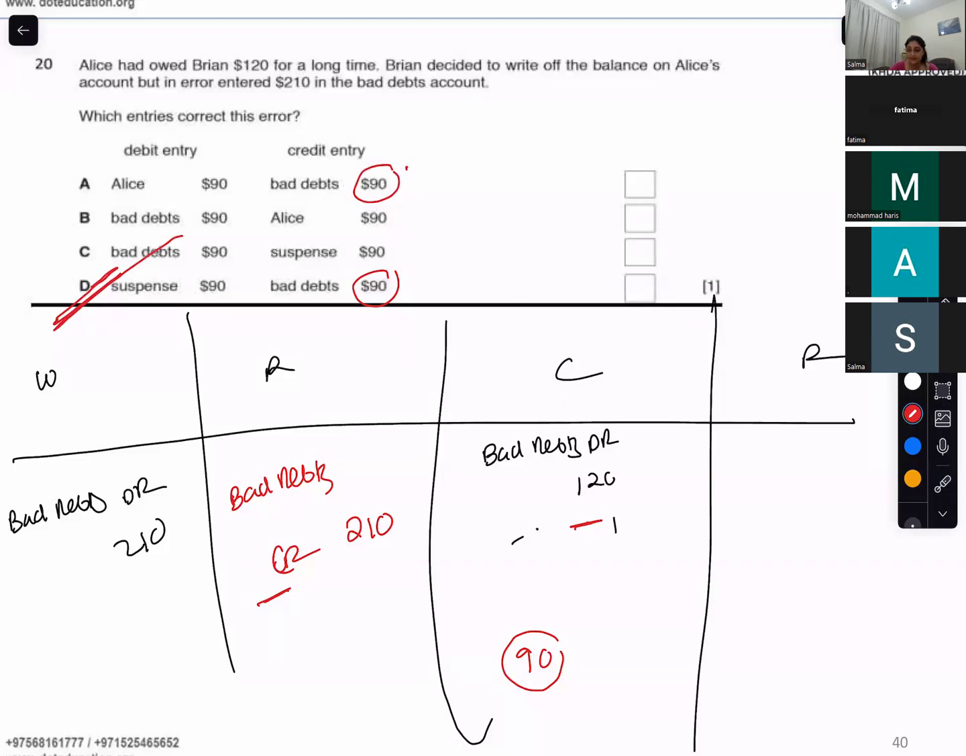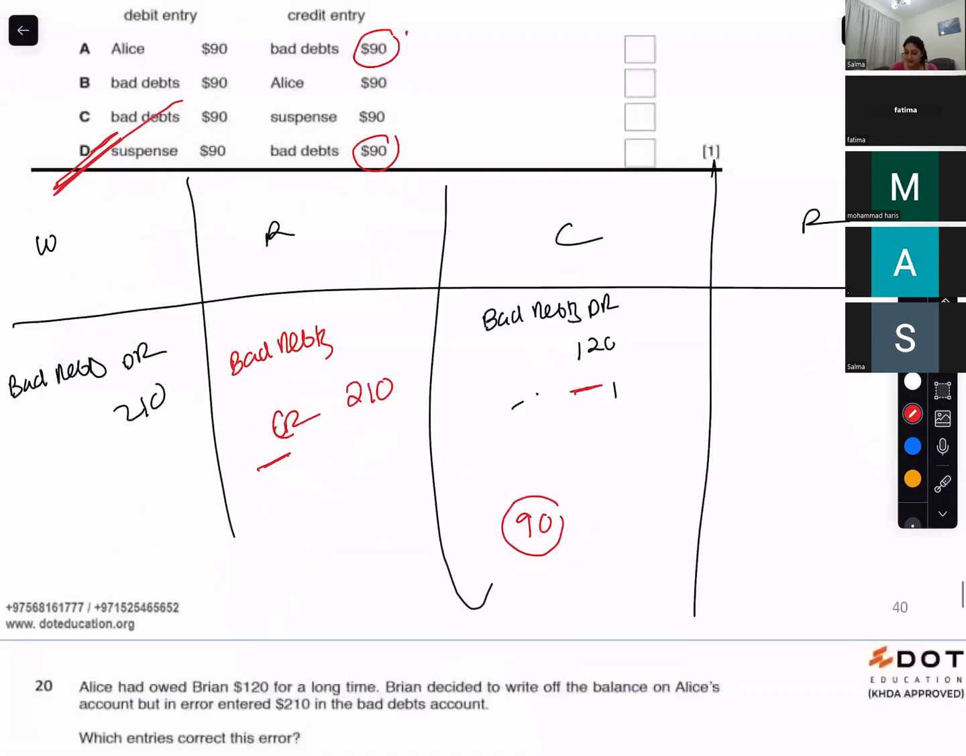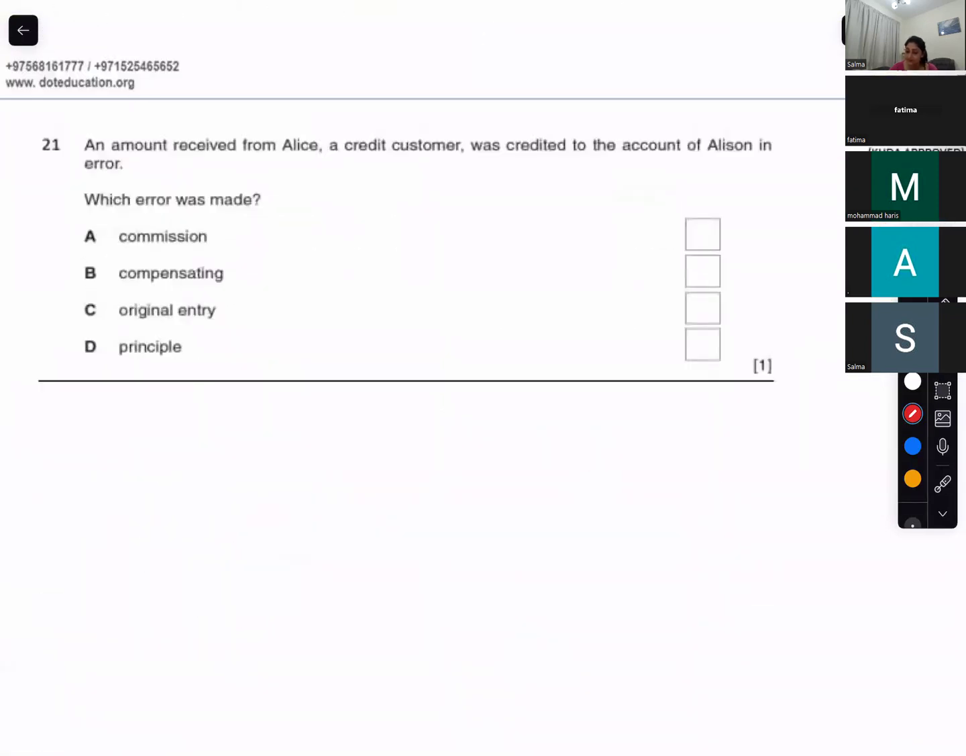Next, 21st. An amount received from Alice, a credit customer, was credited to the account of Allison. So what error is it? Error of commission. Option A.